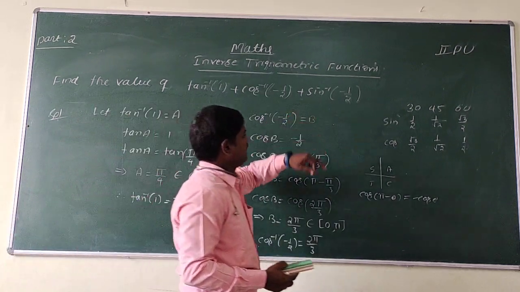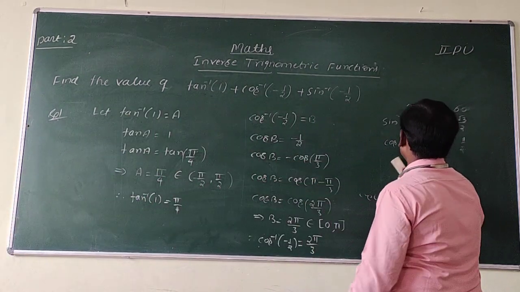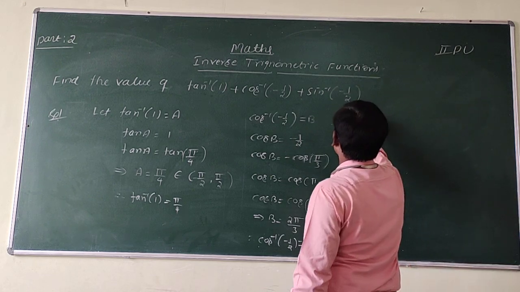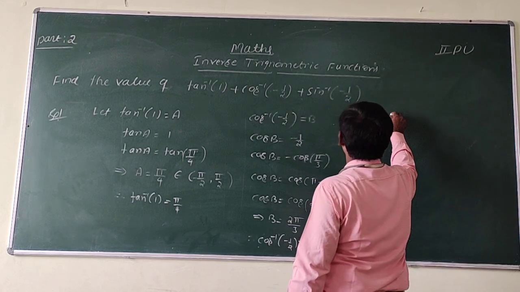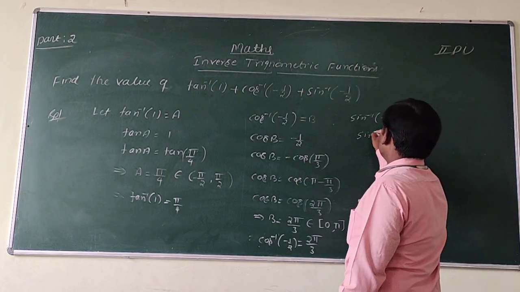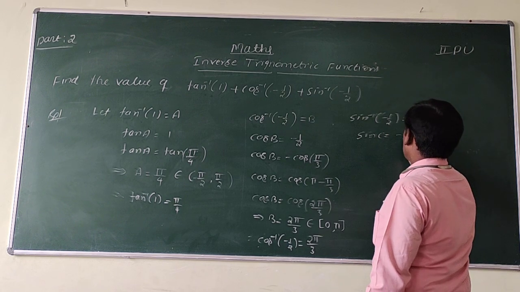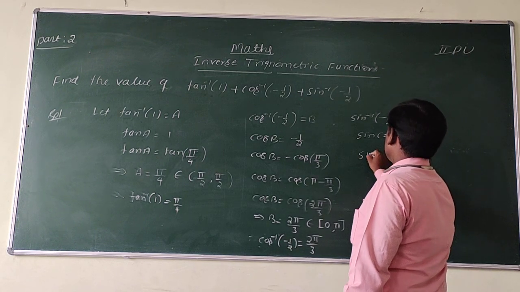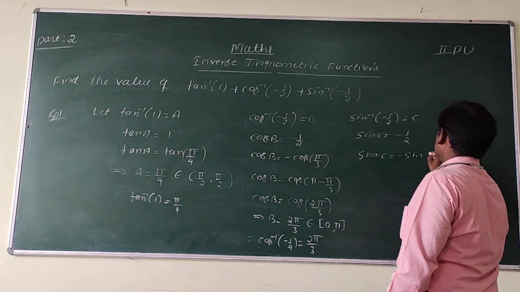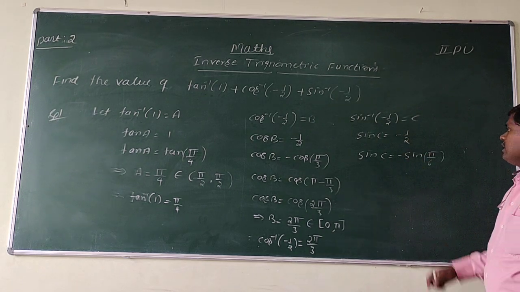Okay, so next one is sin inverse of minus 1 by 2. Suppose it is taken as C. Then sin C is equal to minus 1 by 2. So sin C is equal to minus of sin of pi by 6, that is 30 degrees, which gives minus 1 by 2.